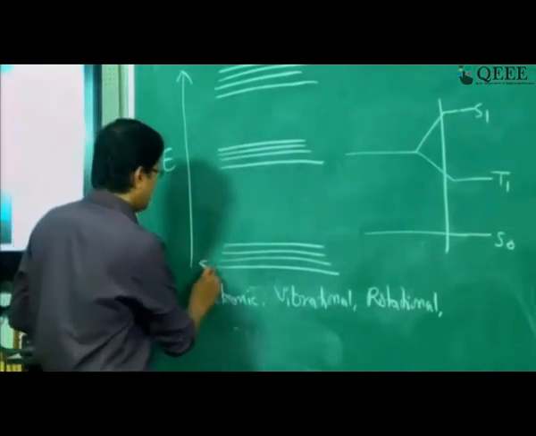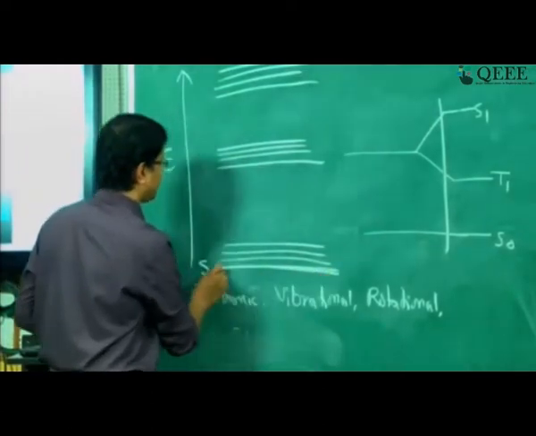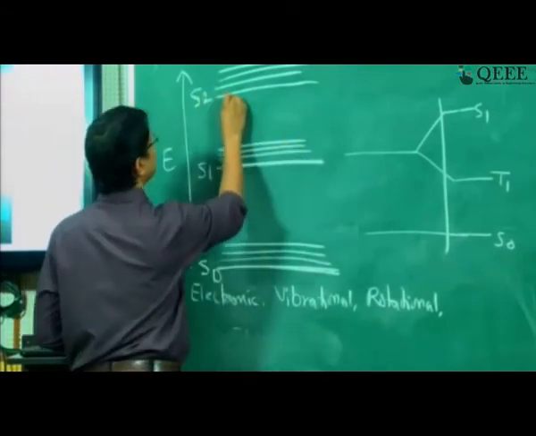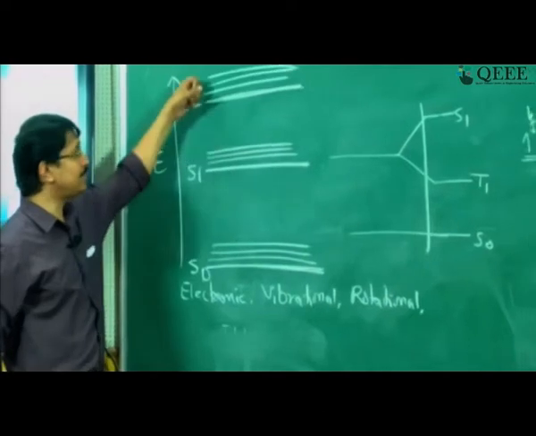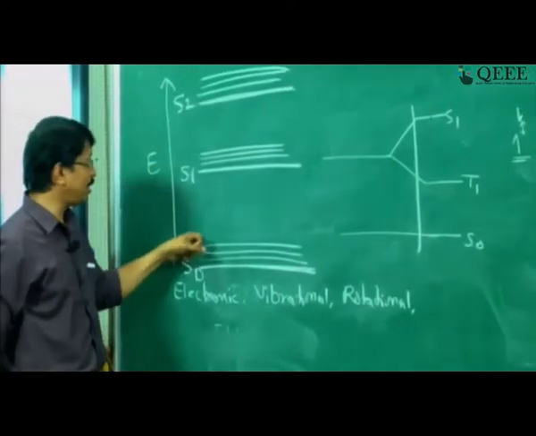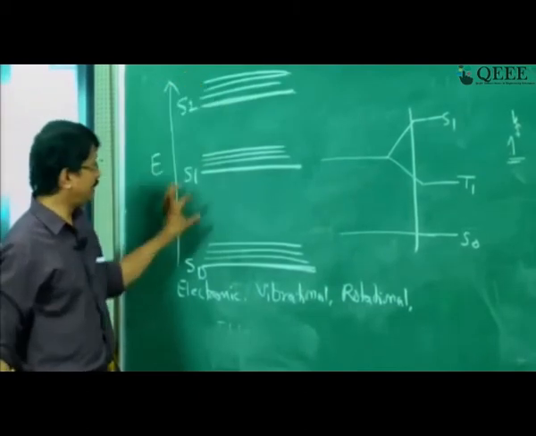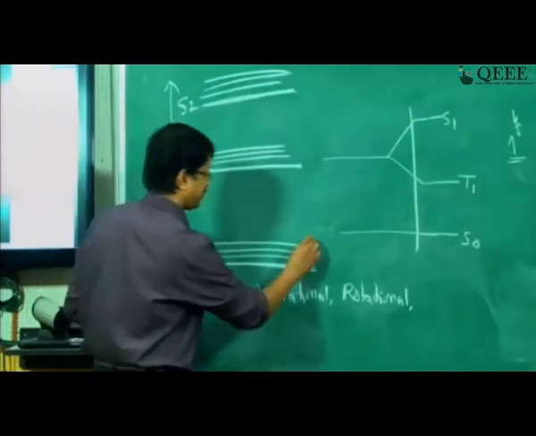I am representing S0, the electronic energy level. This is S1, this is S2. In between you can see several lines. S0 has several lines, S1 has several lines, S2 has several lines. These lines represent vibrational energy levels.